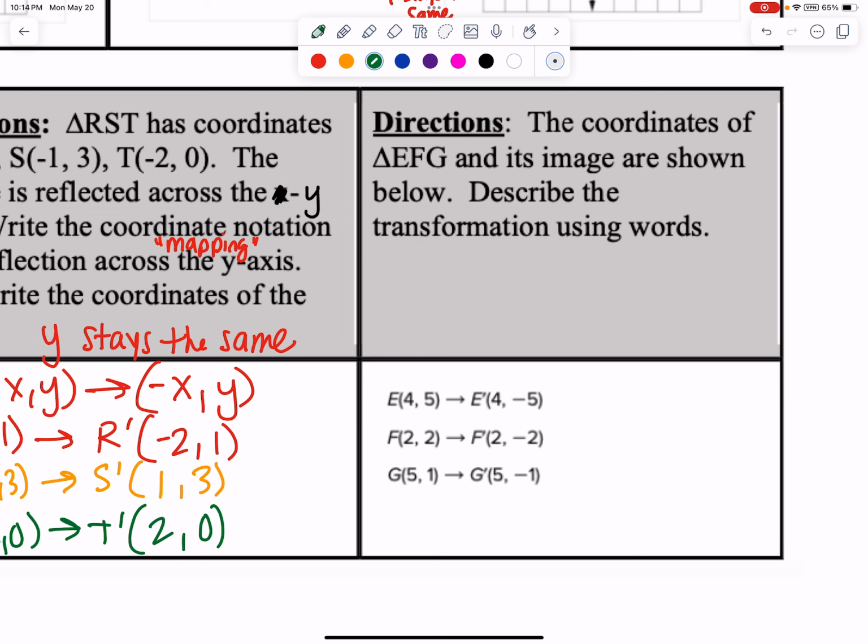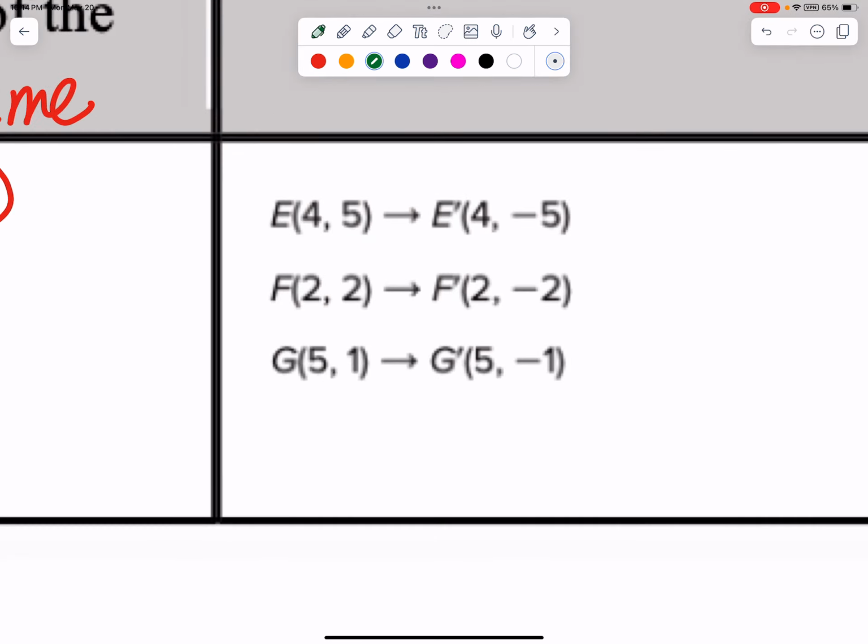Okay. The last one for today says the coordinates of triangle EFG and its image are shown below. Just describe the transformation using words. Okay, so what's happening based on what you see here? So what do we need to analyze? We just need to analyze what's staying the same. Okay, now you do have to take a peek at the other coordinate just to make sure that it's not reflecting over some weird line on the x or y axis. So let's go ahead and just do some analysis here. Here's our x, here's my y, here's my x, here's my y.